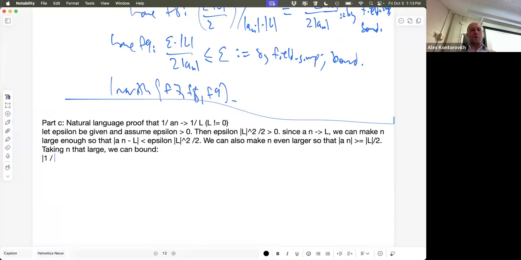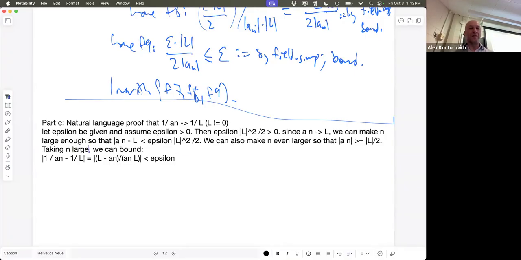Okay, so 1 over AN minus 1 over L is equal to L minus AN for the numerator, AN times L for the denominator, which is strictly less than, now I'm going to use the numerator bound, epsilon... Daniel? I don't know which end. Like the n such that A is greater than that, written as if one is clearly larger than the other.